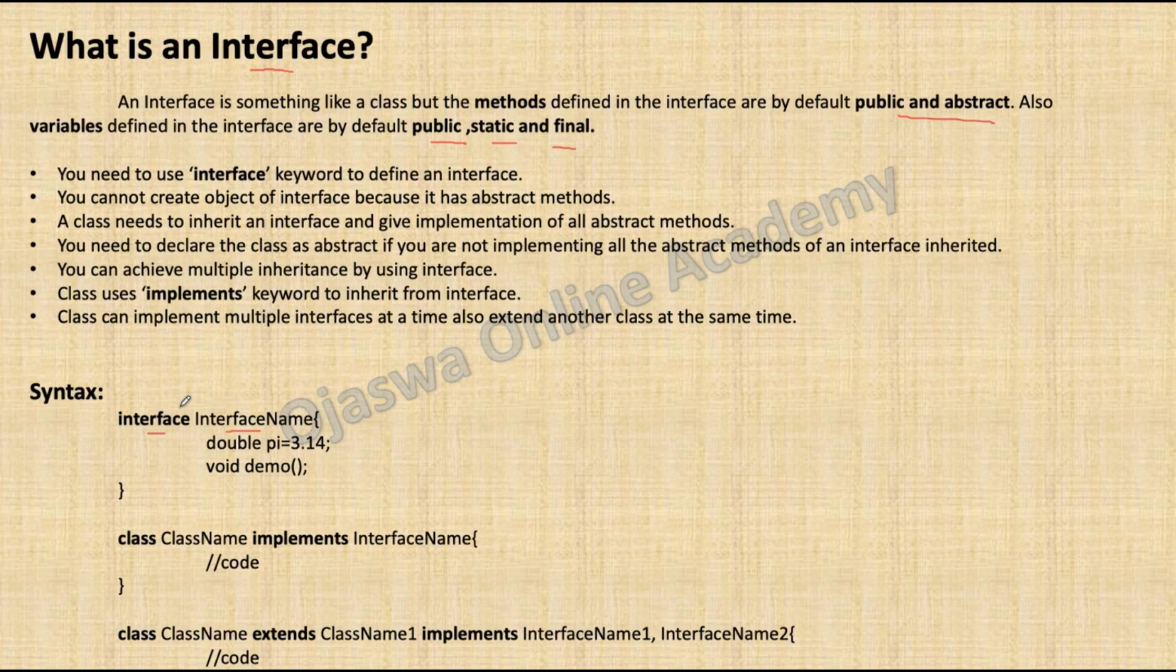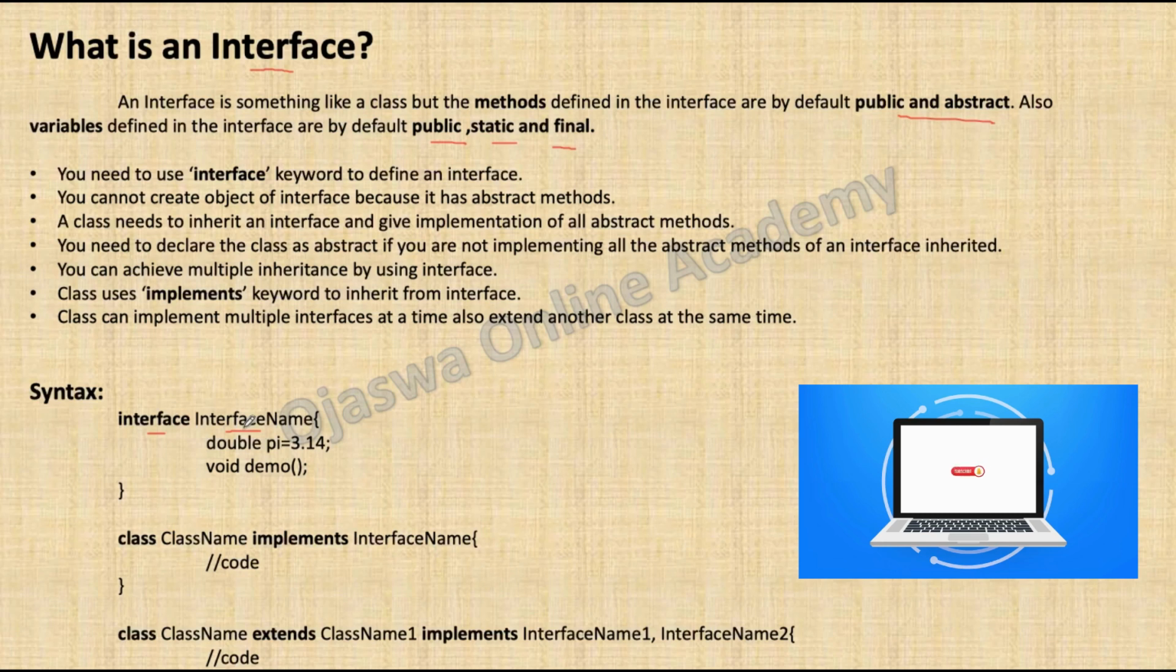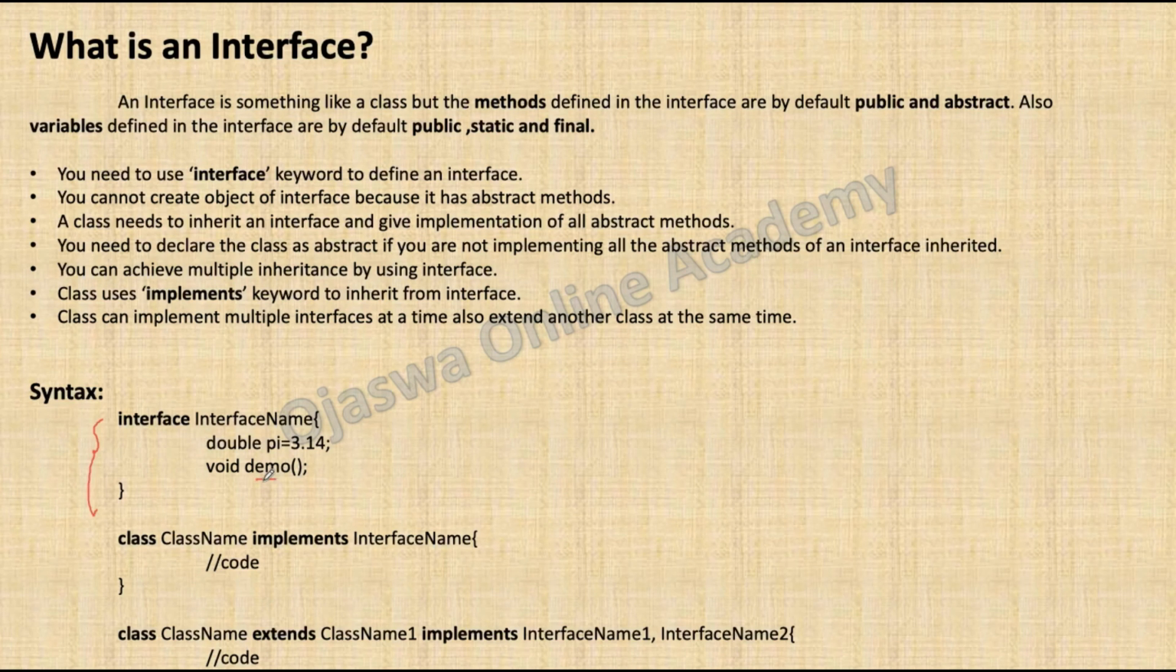Just like we write class keyword followed with class name, in the same manner interface keyword followed with interface name. The methods in the interface are public and abstract. For example, this is my interface and I have declared a method named demo. Return type is void. Here I haven't explicitly mentioned public abstract keyword. But internally, when you compile your file, the compiler includes public abstract modifier in the method declaration. So even though you did not mention the keywords, the compiler converts it into public and abstract. Hence, the methods defined in the interface are by default public and abstract.